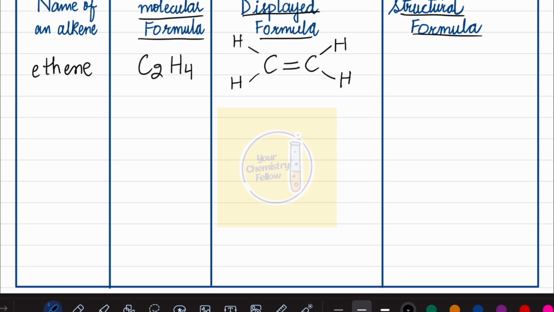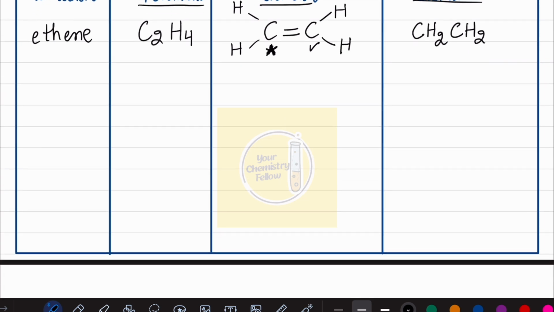So, what will be its structural formula? How these atoms are arranged. First carbon atom that I have marked with a star is attached with 2 hydrogen atoms. Then the second carbon atom is also attached with 2 hydrogen atoms. So its structural formula will be CH2CH2.